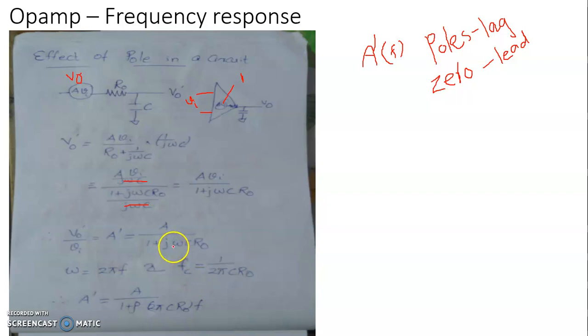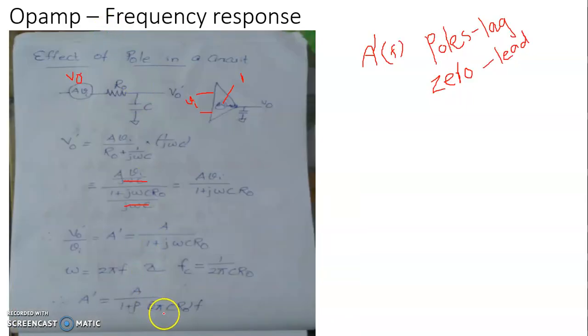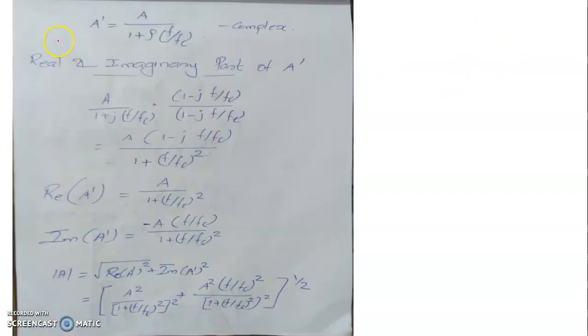So we can substitute 1 by 2 pi c R0 as FC, or 2 pi c R0 as 1 by FC. So incorporating these two factors, the gain equation becomes A prime equal to A by 1 plus J, this is J, into 2 pi c R0 F. Now we substitute for 2 pi c R0 as 1 by FC. Then this becomes A by 1 plus J into F by FC. So this is the modified gain of the op-amp. A prime equal to A by 1 plus J into F by FC.